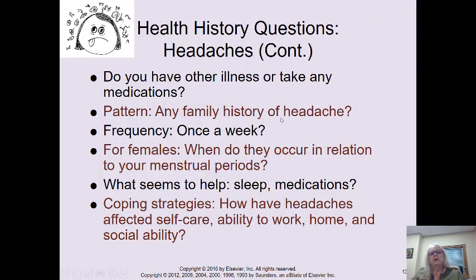A family history of headaches can be very important and can help with the diagnosis. Oftentimes, migraine headaches are associated with fluctuations in hormones, especially for women.